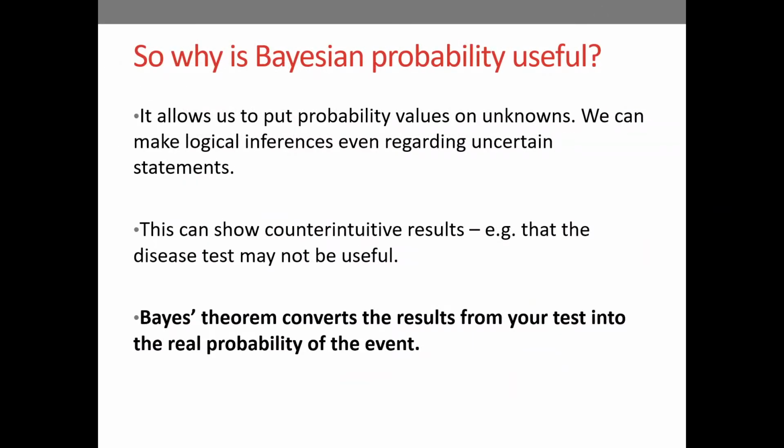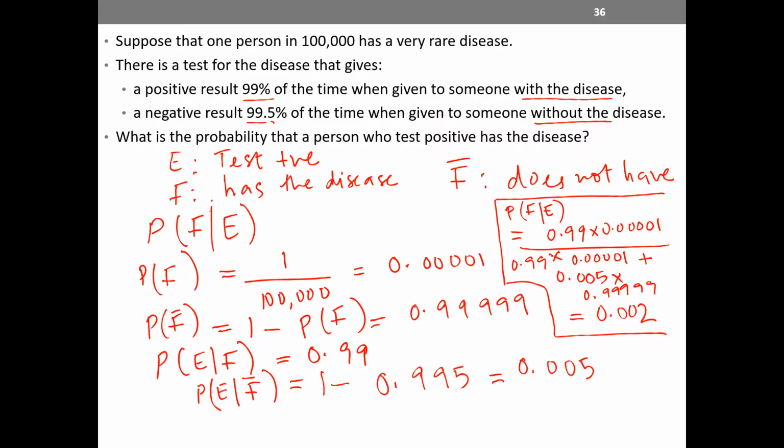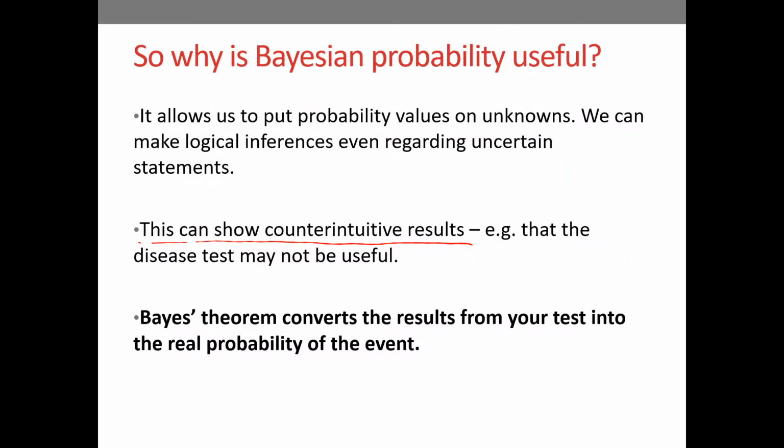Coming to why Bayesian probability is useful, you can see with this example that a disease test, in this case, wasn't extremely useful. This can help us show counterintuitive results. The disease test that we just used was not very useful because the probability that a person who tested positive has the disease is really, really low. So Bayesian probability helps us put probability values on unknowns. We can make inferences regarding some uncertain statements. Also, Bayes' theorem converts the results from a given test into the real probability of the event. And this is, I would say, the most important part of Bayesian probability.